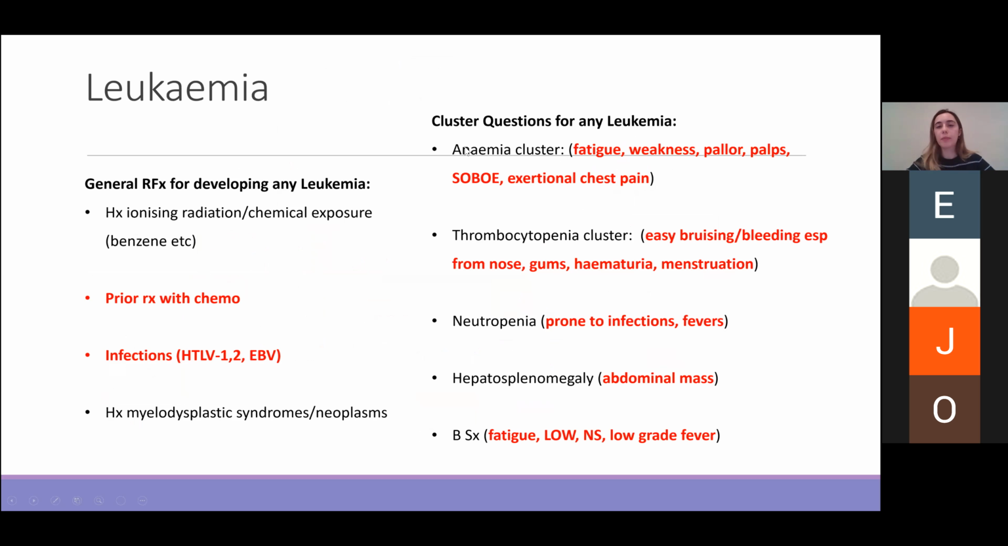So if your red blood cells are being affected and not enough are being produced, then you'll get all of these symptoms of anemia. If your platelets are being overtaken, then you'll get all your platelet bleeding questions. If your white blood cells, yes, they might be increased, but if they are not actually functional, then you'll have fevers and you'll get a lot of infections. You often get hepatosplenomegaly in these kinds of things, and then B symptoms, obviously, as well.